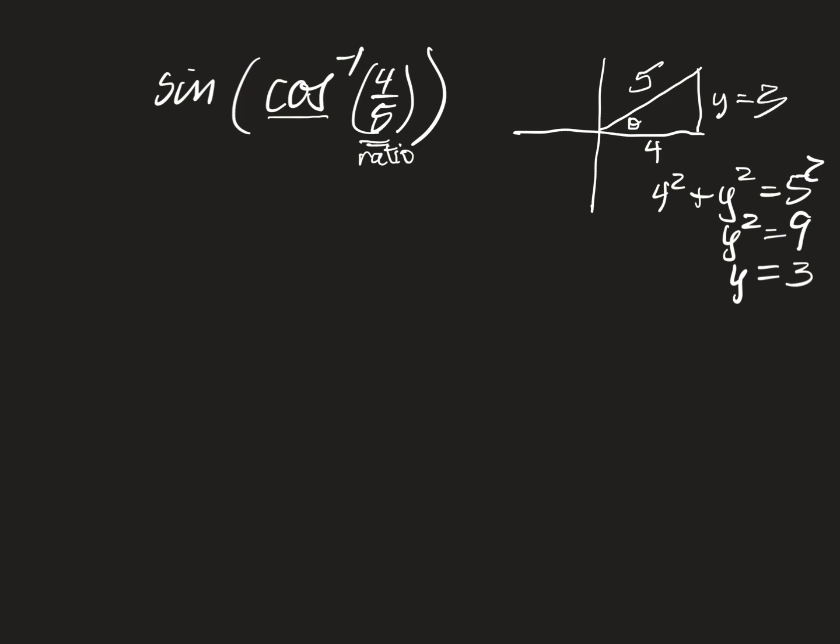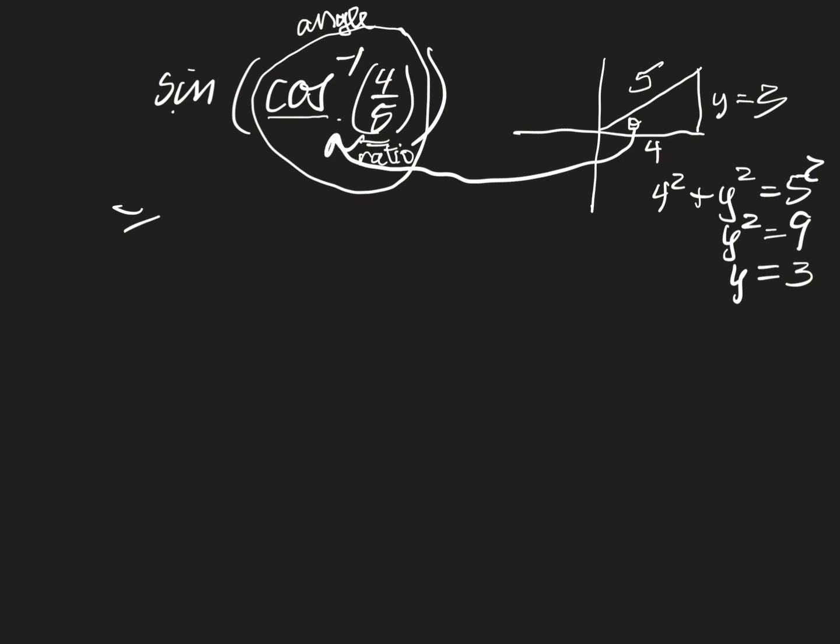So remember, the inverse cosine of the ratio is an angle, right? So we basically want to know the sine of the angle. This angle here is the inverse cosine of 4/5. All right? So we basically want to know the sine of that angle, and the sine is opposite over hypotenuse. So it's 3/5.